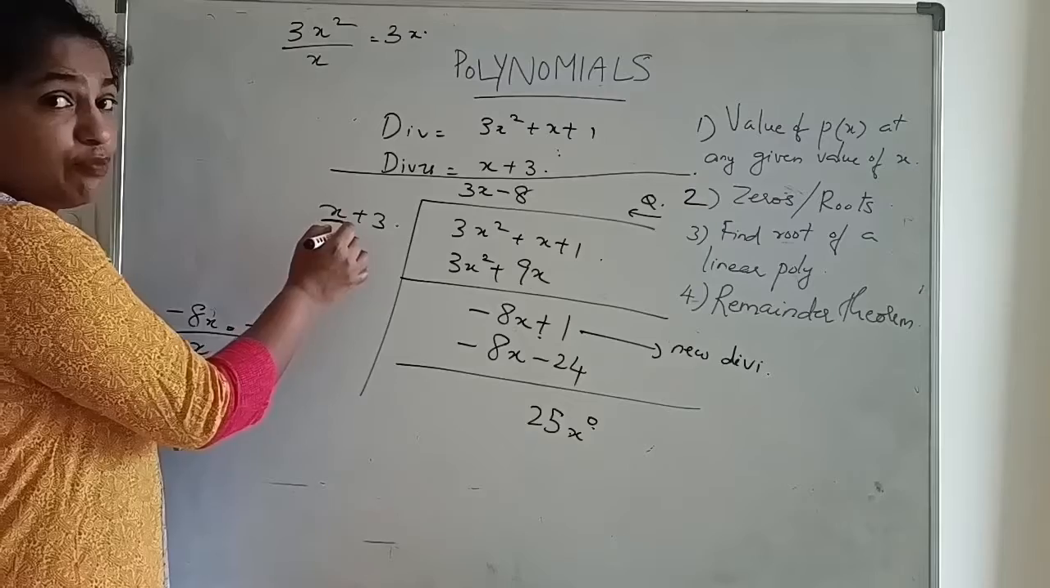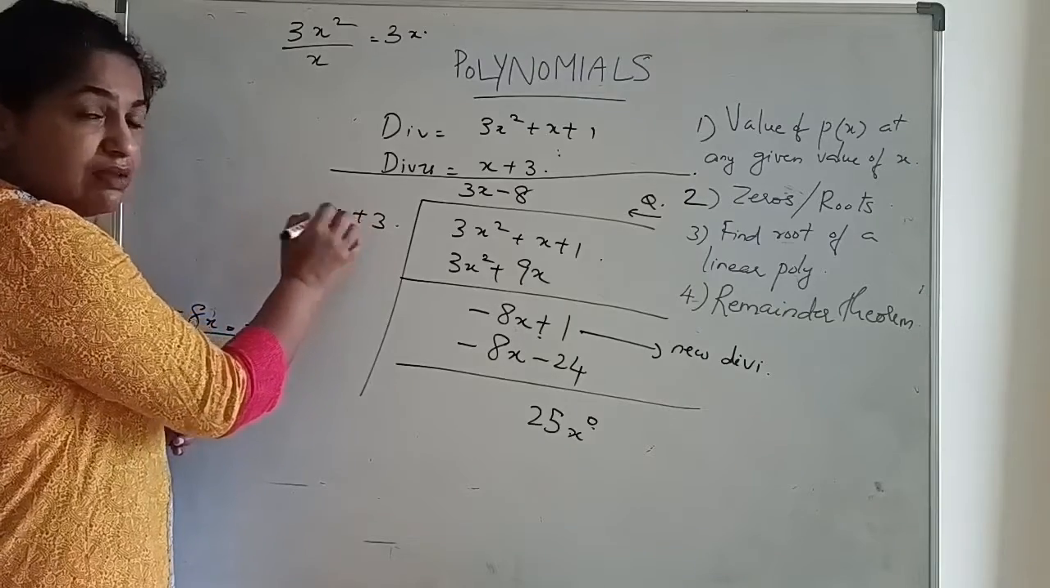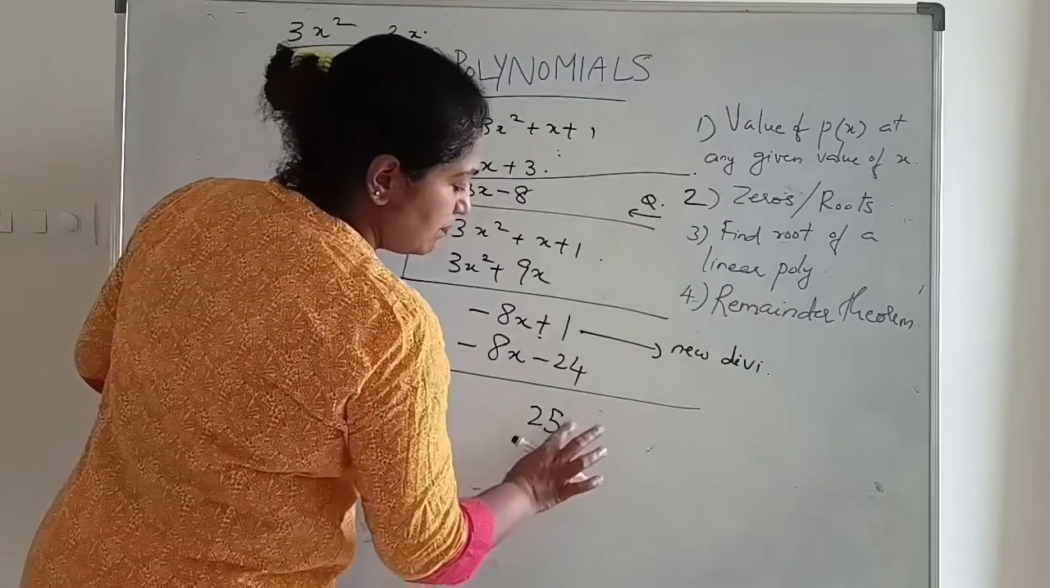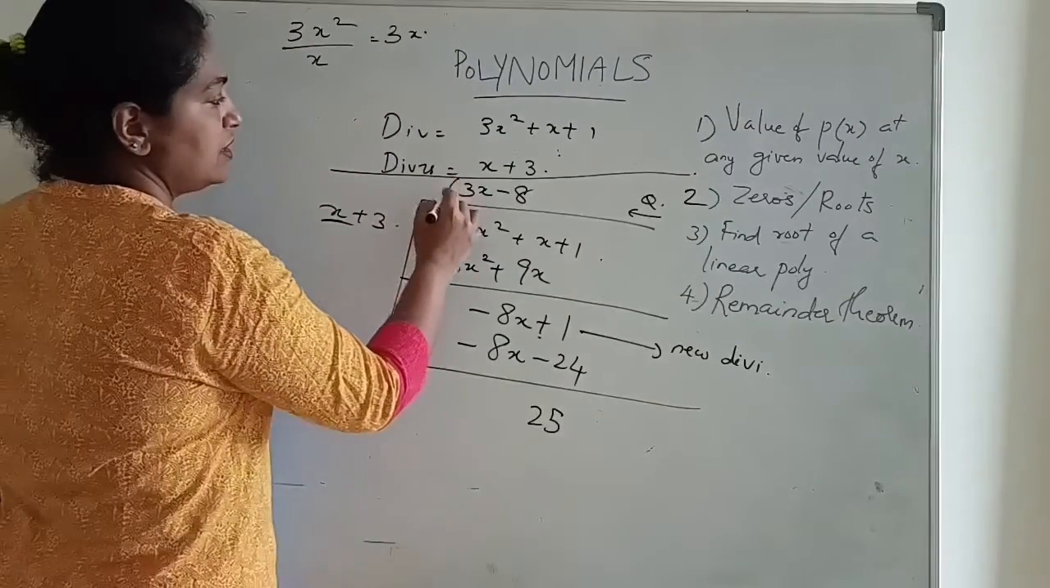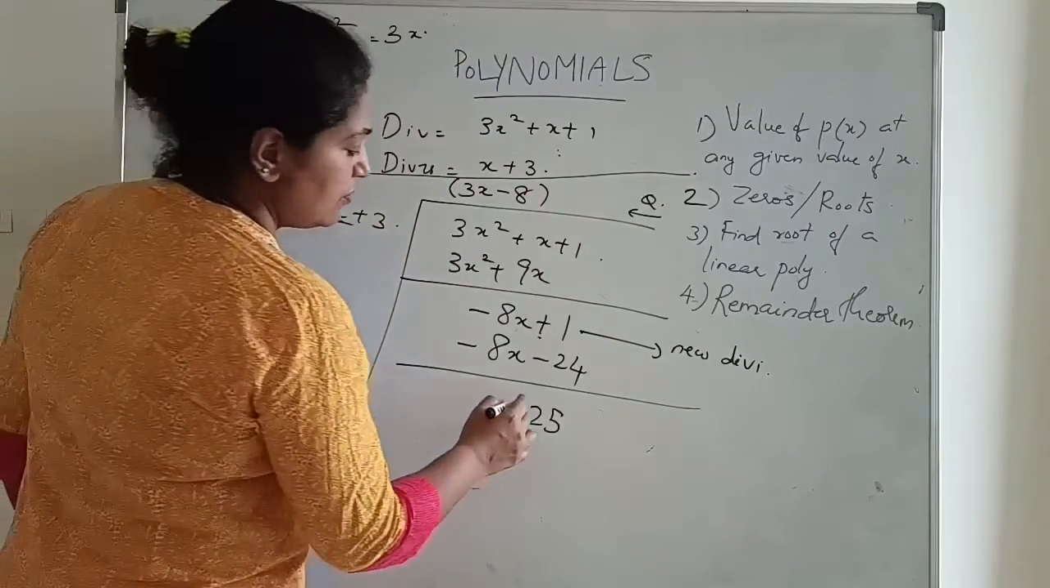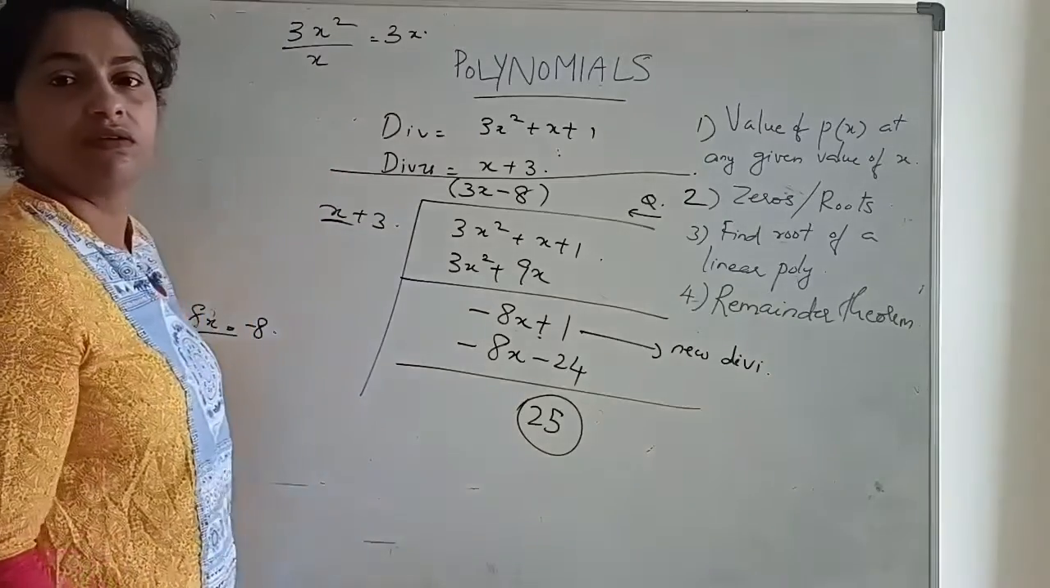Here, the degree of my divisor is 1. So, I have to stop my division here. So, what is my quotient? 3x minus 8 is my quotient and 25 is my remainder.